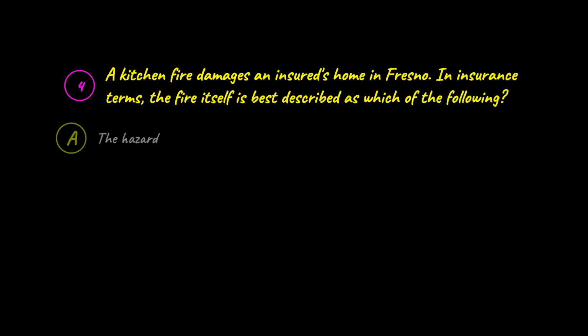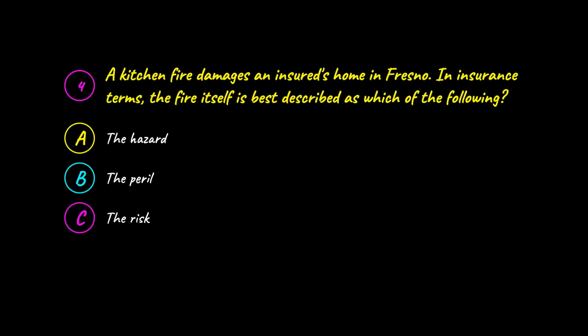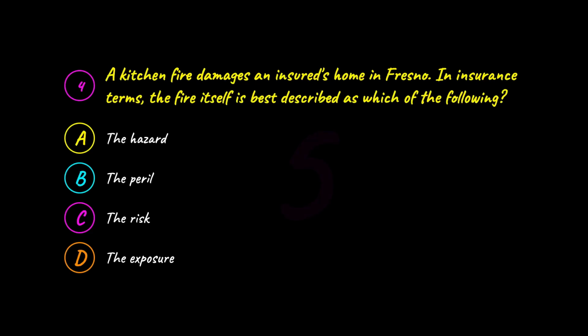Question 4. A kitchen fire damages an insured's home in Fresno. In insurance terms, the fire itself is best described as which of the following? Your options are A, the hazard, B, the peril, C, the risk, D, the exposure. What's your answer? Commit to one before I continue.